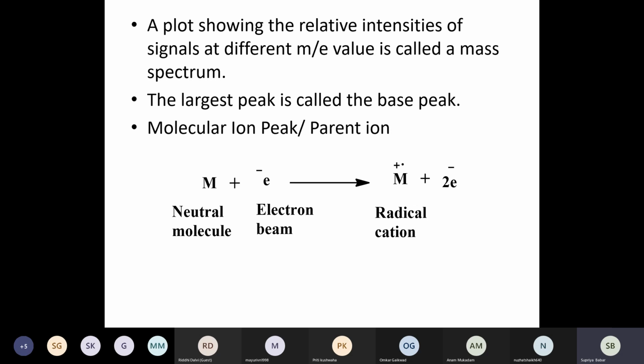And that molecular ion represents the unfragmented molecule. Why? Because from the neutral molecule, only one electron is lost, and it forms the radical cation, that is M plus. So the molecular ion represents the unfragmented molecule, and hence it has the same mass as the original molecule. Hence the location of the molecular ion peak is very important.